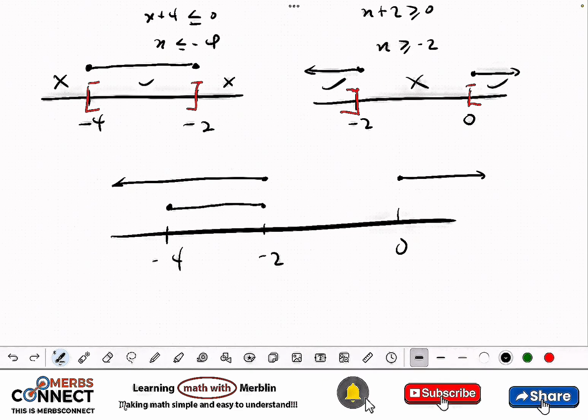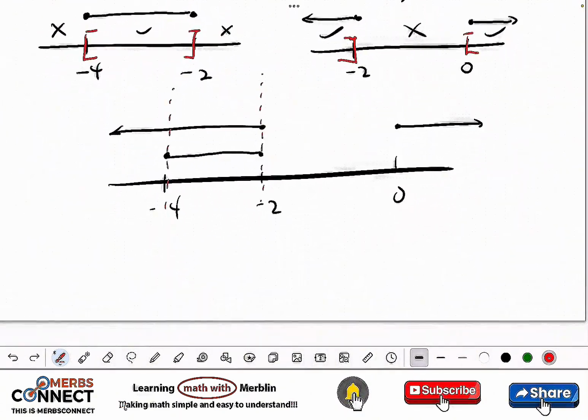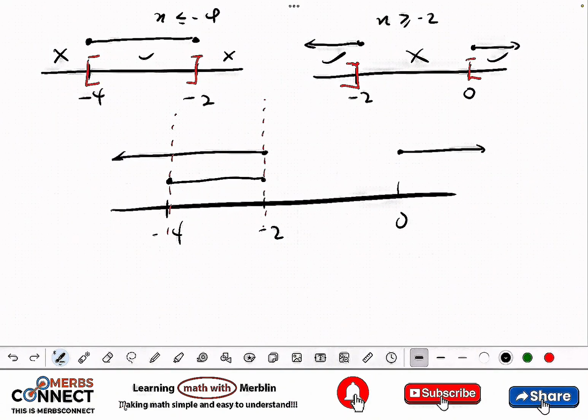So we need to look at where the graphs are intersecting. We can see that there is intersection here. There is also intersection here. So it means that the solution, or the x, will lie between negative 4 less than or equal to x less than or equal to negative 2.